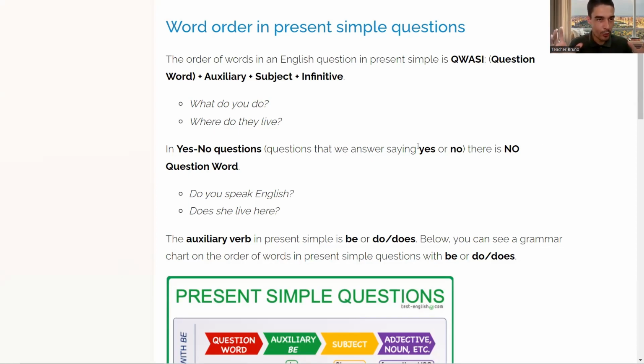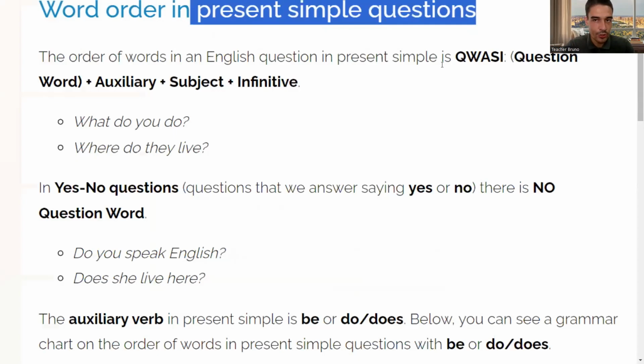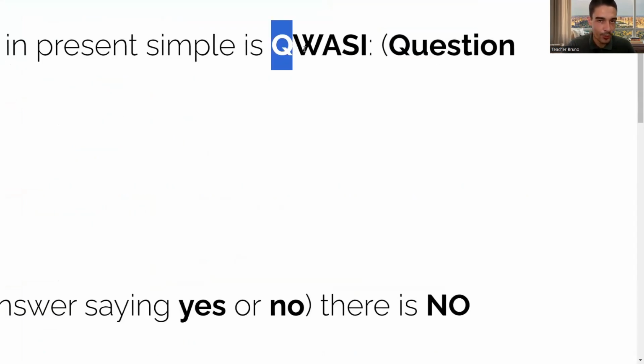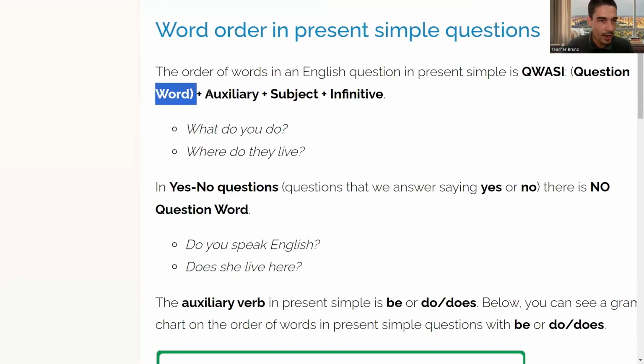There are several ways to ask questions in English. Firstly, we're going to study present simple questions. Present simple questions use this formula: question word, auxiliary verb, subject (I, you, he, she, it), and the verb.